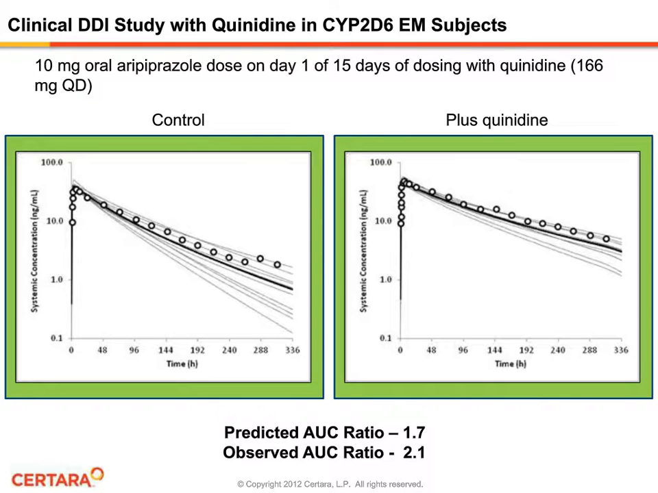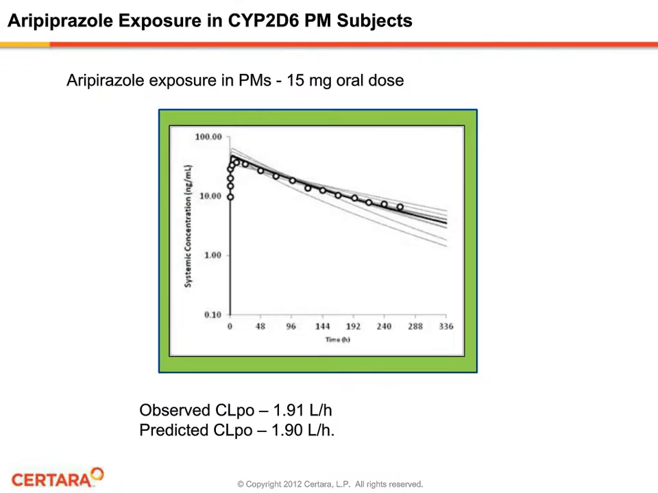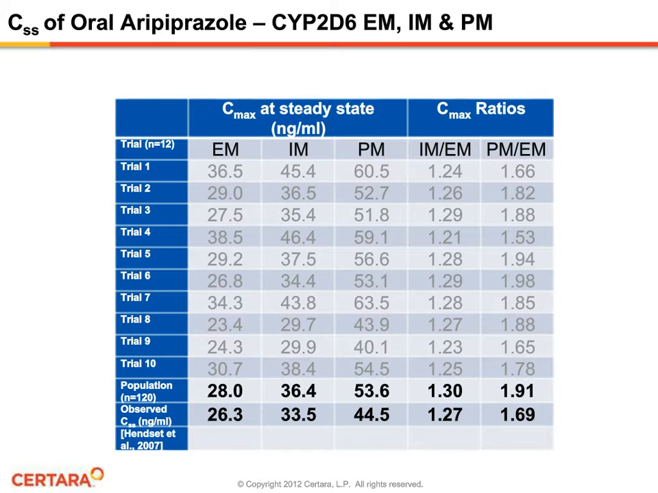Importantly, the next slide here, what we're interested in doing is we have to make sure that we can recover the exposure in CYP2D6 PM subjects. And here you can see this is a 15 mg oral dose, and certainly in terms of the exposure and looking at the clearance, the values are consistent. So far what we've done is we've looked at the relative contributions of 2D6 and 3A4, and what we need to do now is confirm the relative differences in exposure in CYP2D6 EMs, IMs, and PMs, because really this is what we're interested in.